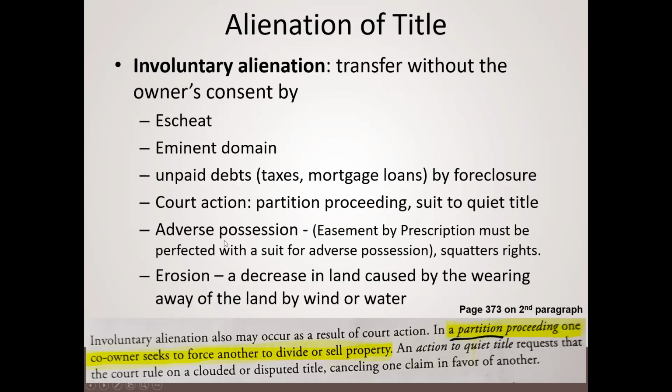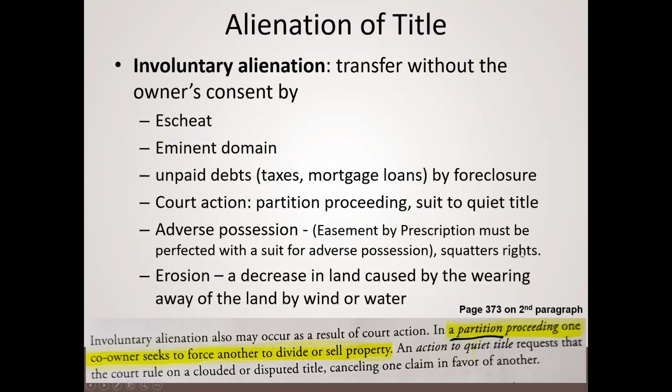Or through adverse possession, somebody squatting on your property or using your property without your permission when you do nothing to remove them. And they take you to court because they're there long enough, they could claim ownership of the property. This is known as adverse possession, or an easement by prescription, which must be perfected with a lawsuit for adverse possession, also known as a suit to quiet title.